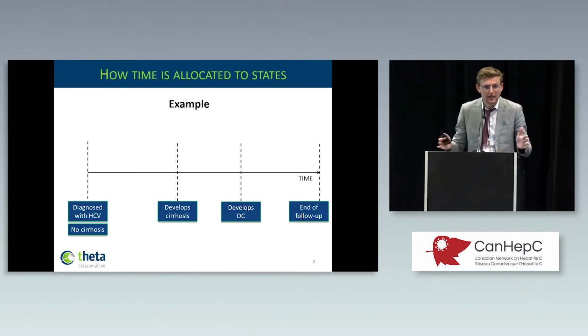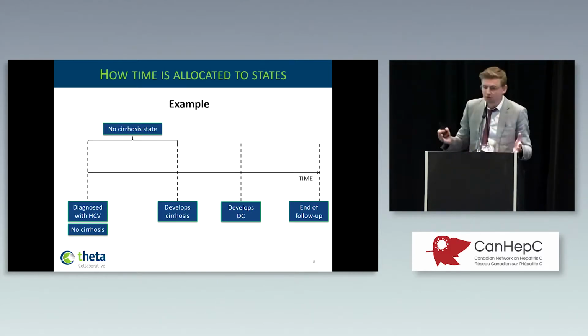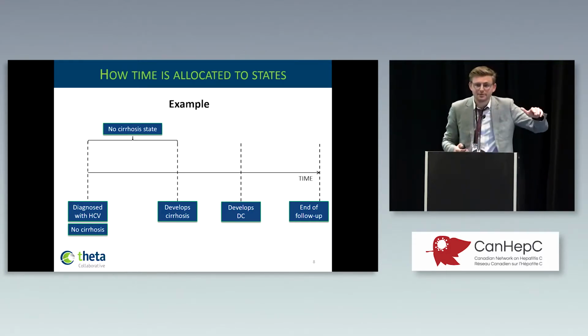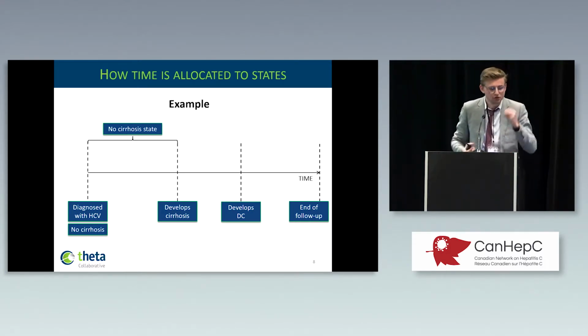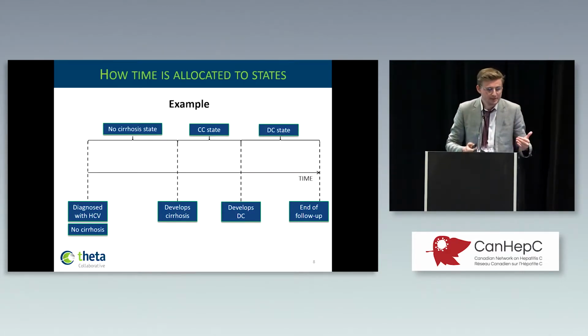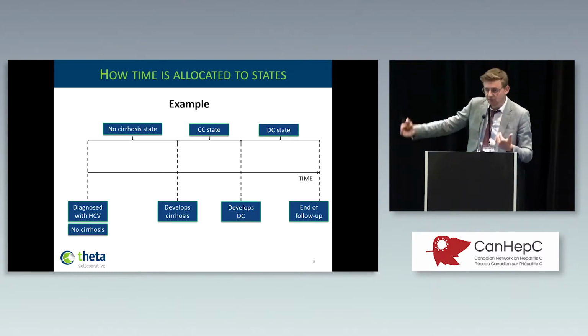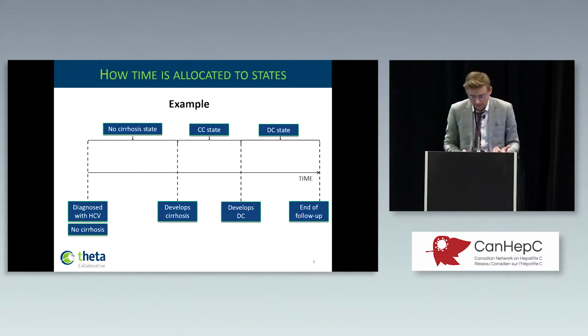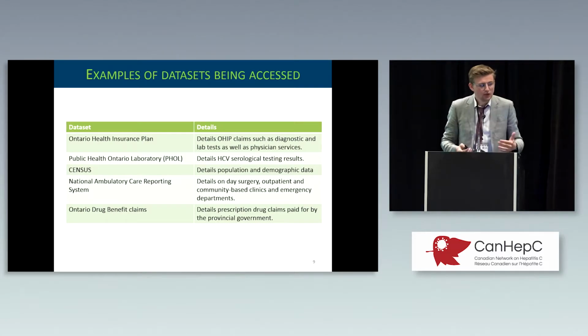So now we've done that and we've categorized how much time they spent in each state. We look at the resource utilization. We say, okay, what was your resource utilization during that period? We're going to cost that out, and we're going to attribute those costs to the no cirrhosis state. We're going to attribute any resource utilization during this period of time to compensated cirrhosis. And then, because nothing else happens to this patient, the remainder of the time is going to be attributed to the decompensated cirrhosis state.